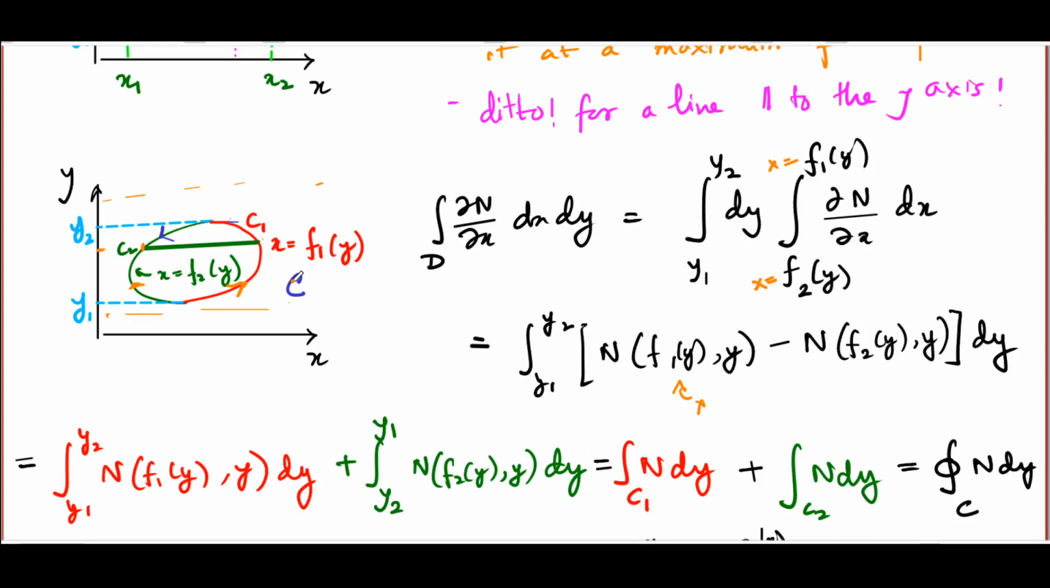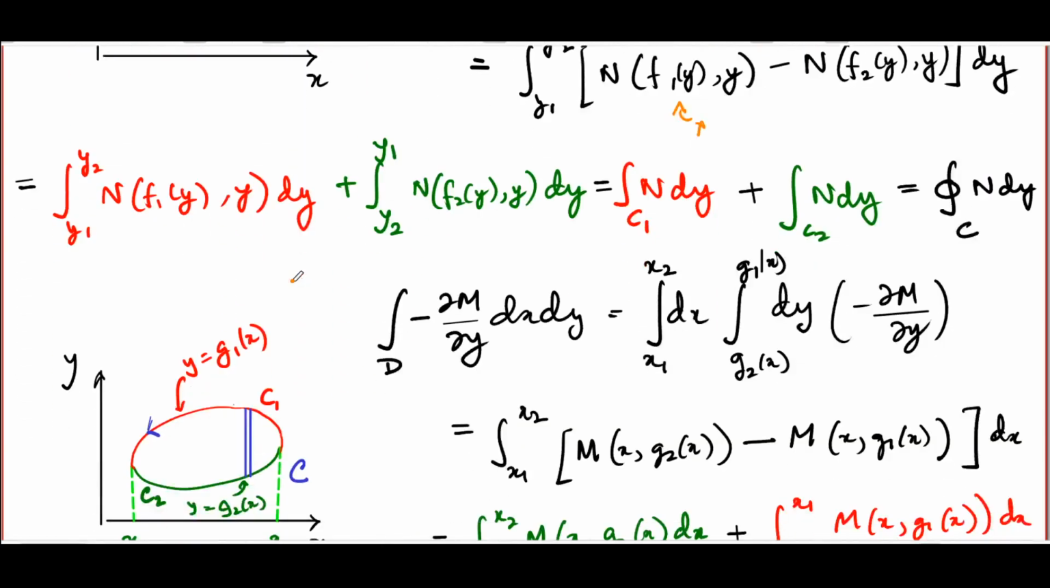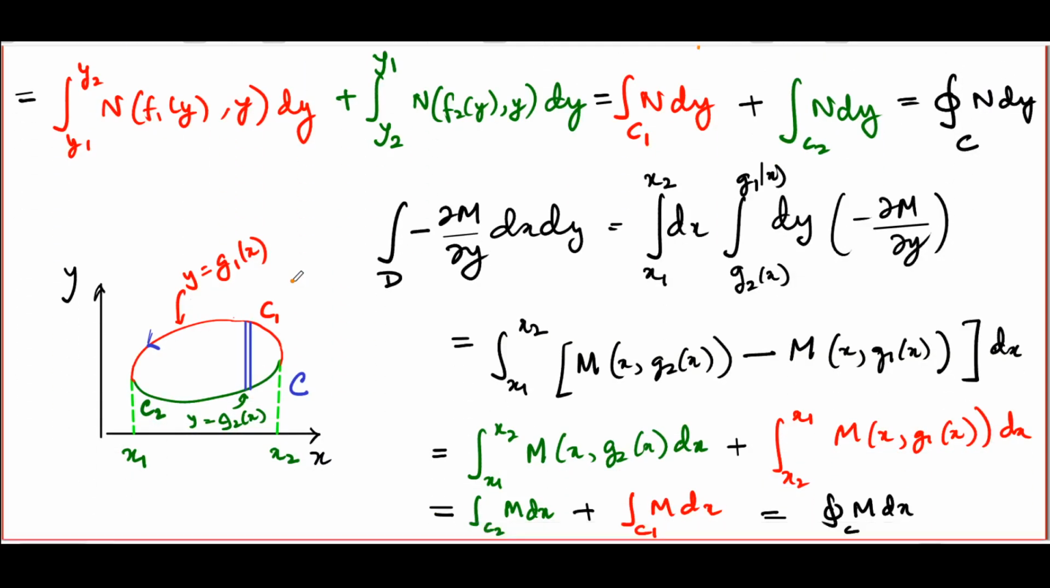So what we have established is that the double integral of del n del x over the region D is actually the same as the line integral of n dy over the curve C bounding that region, the line integral being taken by traversing the curve in the counterclockwise direction. Now, a very similar treatment can be done for the other part, minus del m del y dx dy.